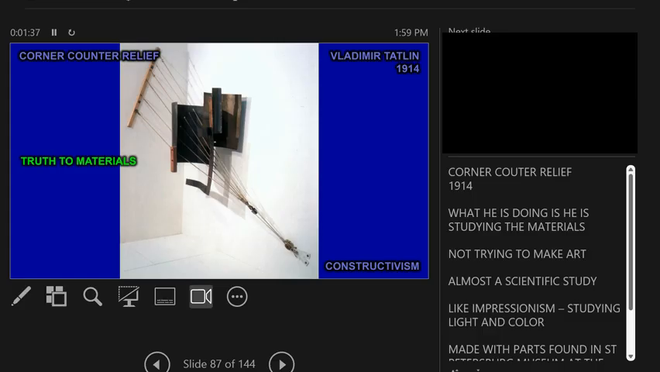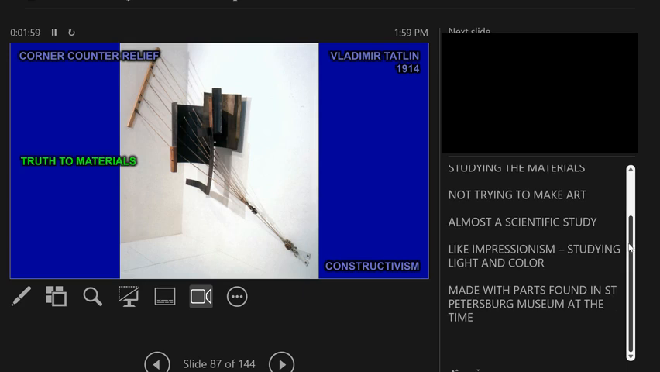And I want you to write down that term right there, truth to the materials. What he's doing is studying the materials. He's not trying to make art. This is almost like a scientific study, just like Impressionism was a scientific study on color and light. He is making a scientific study on materials. So it's made with parts found in the St. Petersburg Museum at the time.